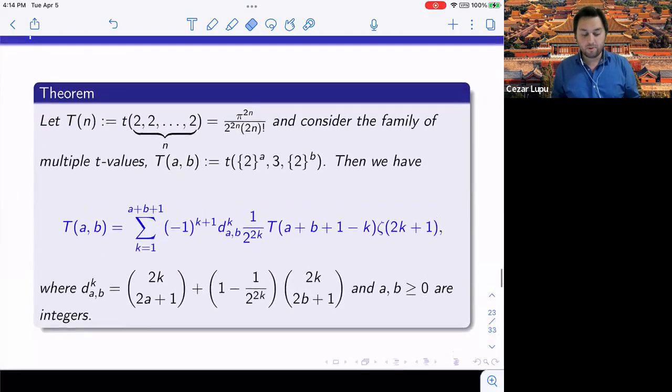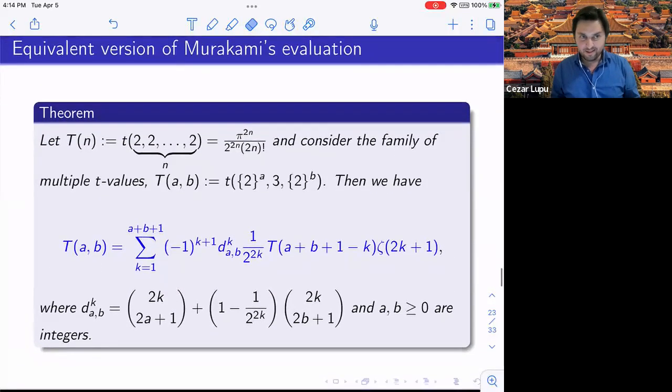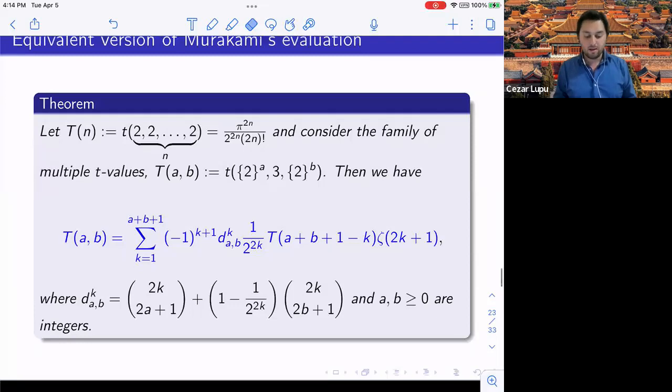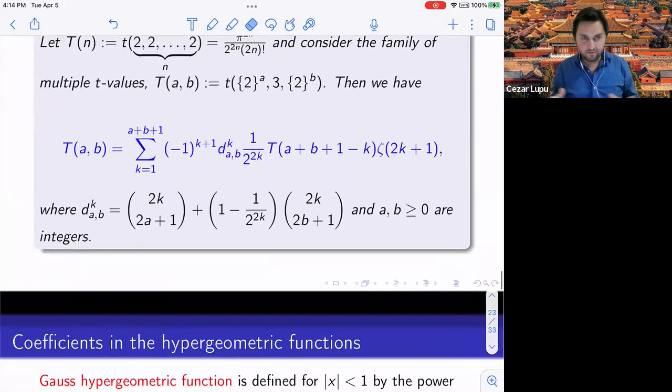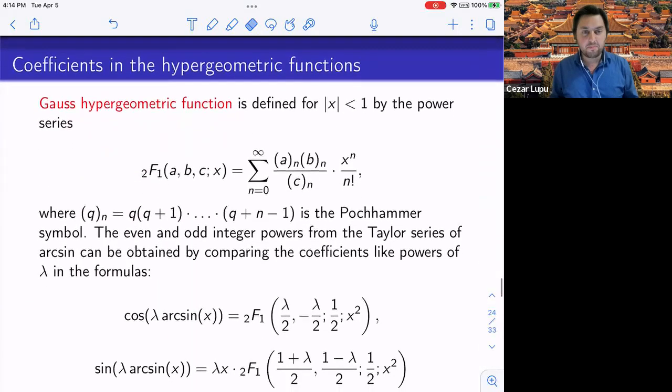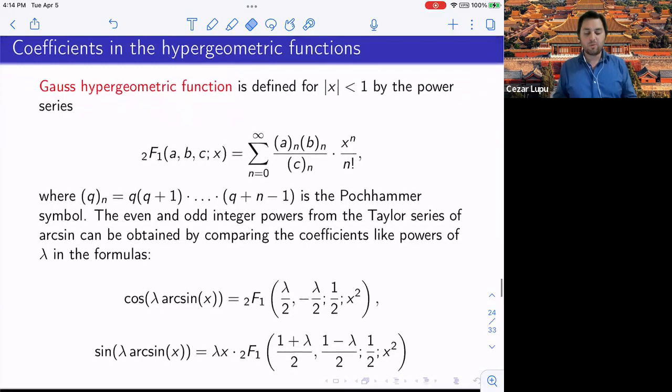So the purpose of this talk is to unify the 2 theorems of Murakami and Zagier and prove them directly and much simpler than they did, in a unified way. So in a much more elementary way. So what we're going to do is the following.